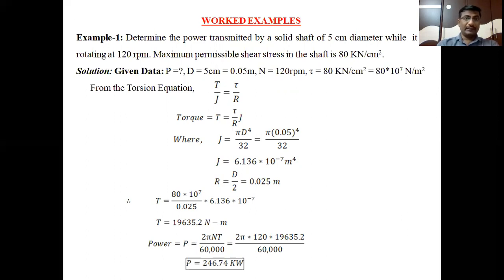Okay. Let us go for example 1. Determine the power transmitted by a solid shaft of 5 cm diameter while it is rotating at 120 rpm. Maximum permissible shear stress in the shaft is 80 kilonewtons per centimeter square.